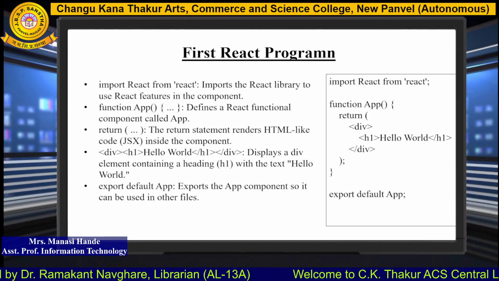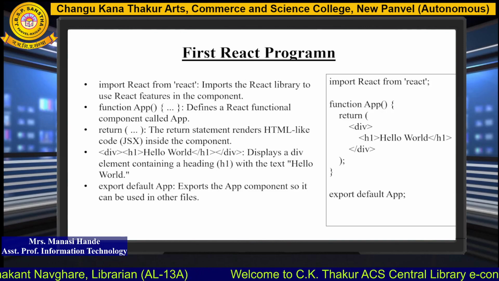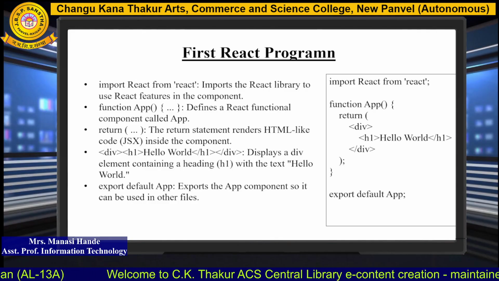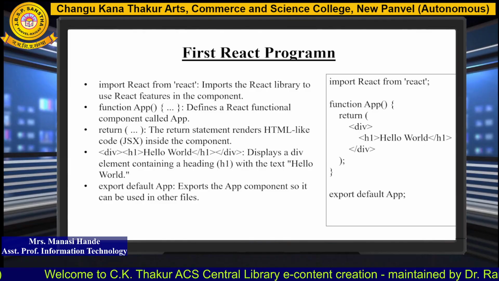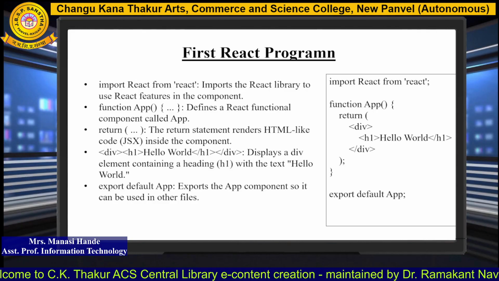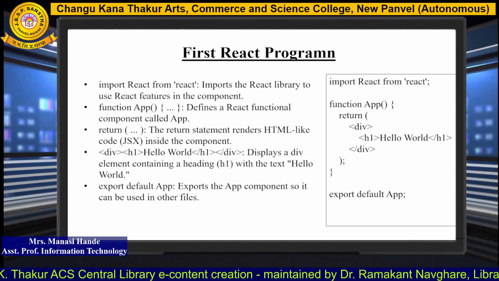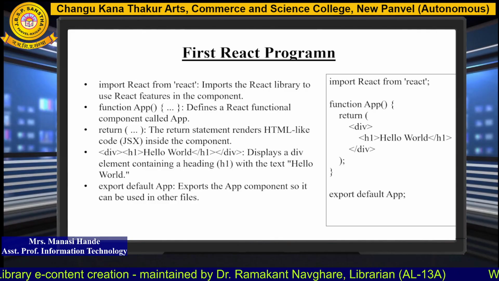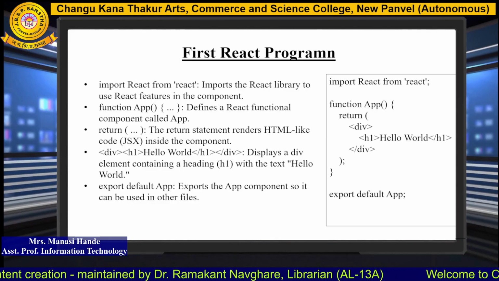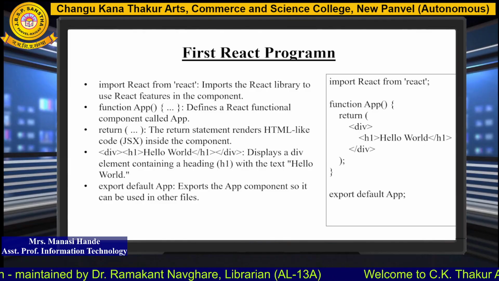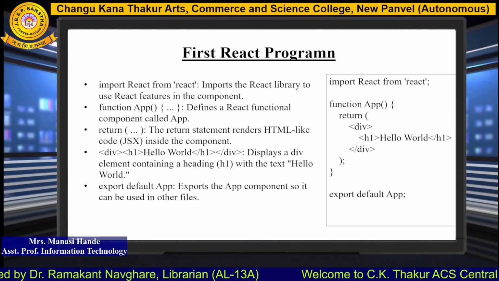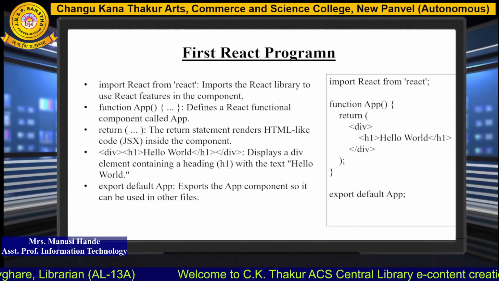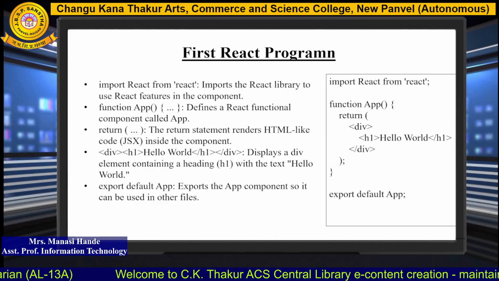So let us see the first very simple project or program of React. As you can see on the right hand side, the very first line says import React from 'react'. This line helps us to import the React library to use React features in the component. The function App defines a React functional component called App. The return statement renders HTML-like code inside the component. So basically whatever you return inside the return statement will be rendered on the screen. Inside the return, in the div, we have written hello world using the h1 tag.